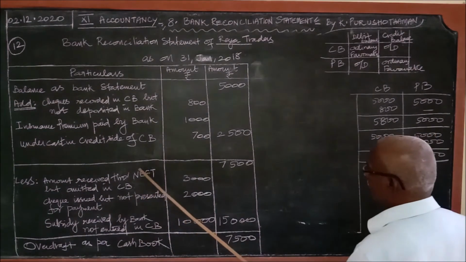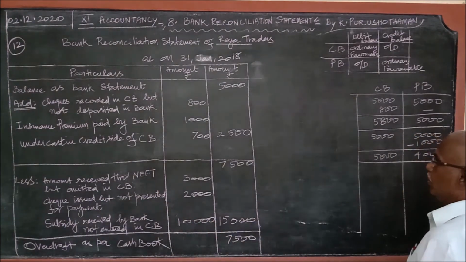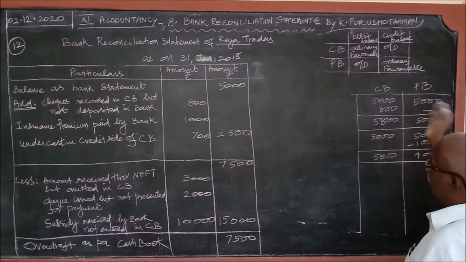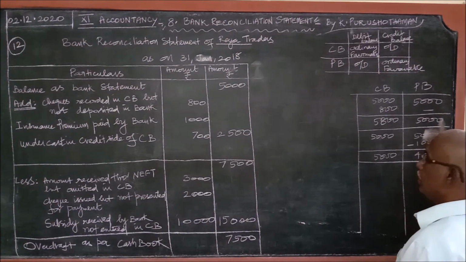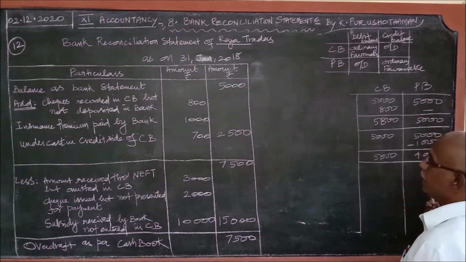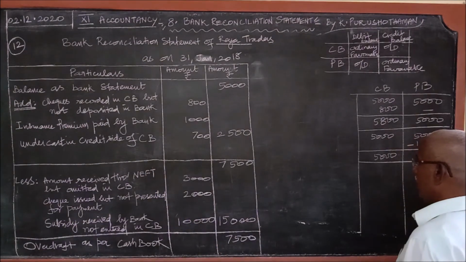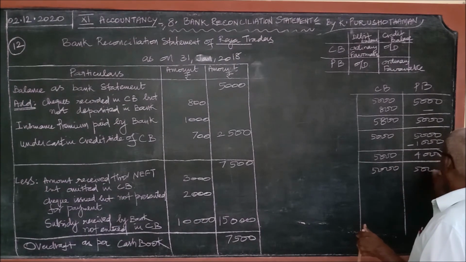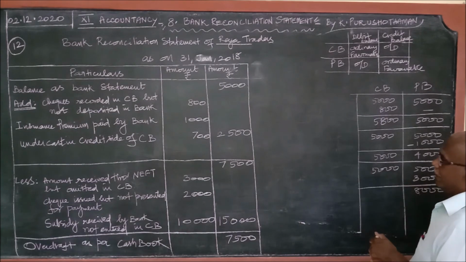Then come to this point. Amount received through NEFT but omitted in CB. Amount received through NEFT, that is through bank mode. NEFT is a method of transferring fund from one account to other account. ஒரு அக்கௌண்ட்ல இருந்து இன்னொரு அக்கௌண்ட்டுக்கு ஆன்லைன் மூலமா ஃபண்டை ட்ரான்ஸ்ஃபர் பண்ணலாம். அதுல ஒன் ஆஃப் த மெத்தட்ஸ் வந்து NEFT. அப்போ அந்த 3000 rupees என்ன ஆகும்? The actual balance 5000. The 3000 is transferred to our account. Therefore, it will increase the balance in our account. நம்ம அக்கௌண்ட்ல balance increase ஆயிடும் 8000 ஆயிடும்.